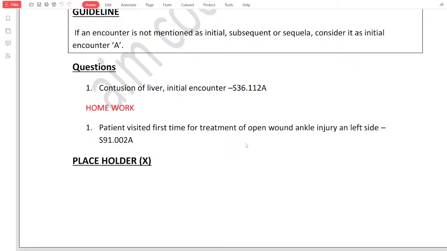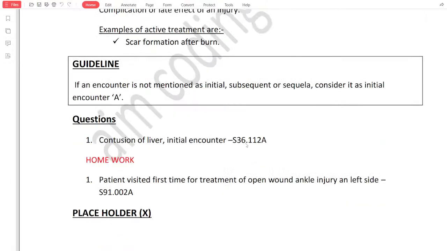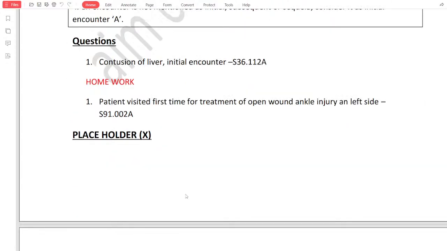Okay, and the alphabet S, sorry, D. D means subsequent encounter, for a follow up or checkup care. S for late effect. Okay, so in this case, the patient visited first time for a treatment. So take appropriate A for a seventh character. Clear? So S91.002A is with the seventh character.